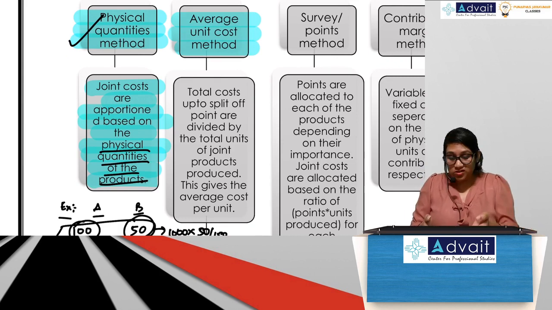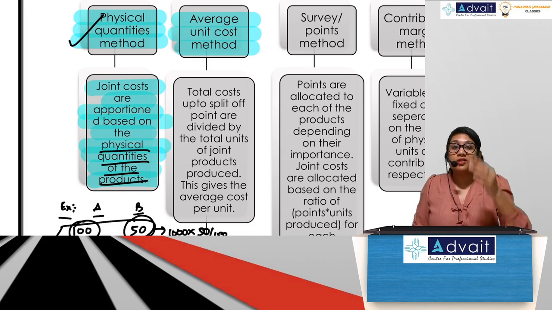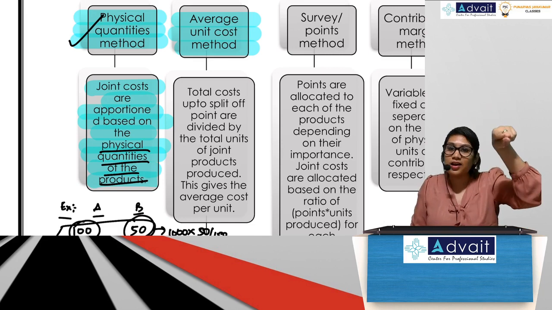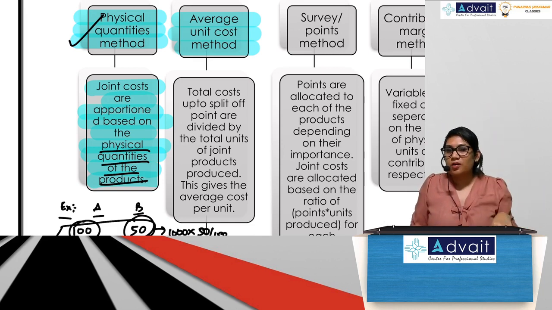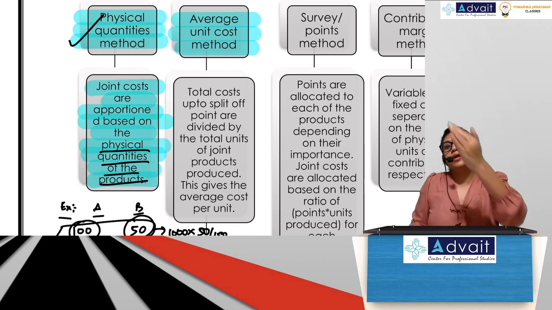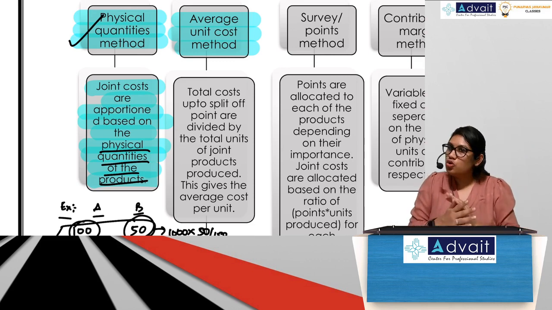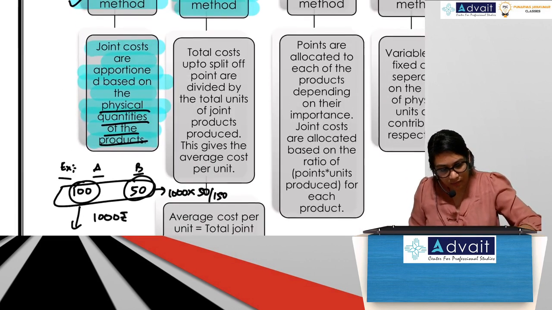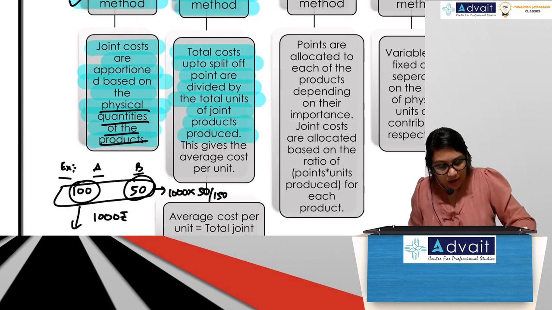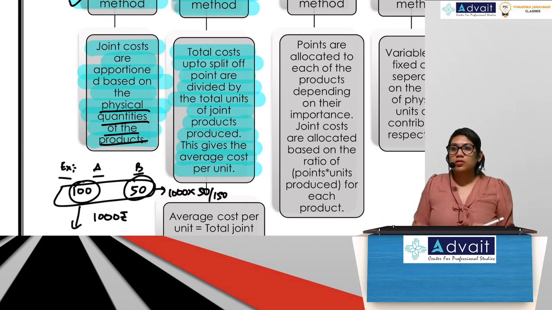Guys, this physical quantities method and average unit cost method are like that supplementary rate. What did we do? We first divided under absorption in the ratio of units. But then they'll ask you supplementary rate. So you do the same thing: total divided by total units, you'll get that rate, then you'll multiply with units. Same, no change. So what do you do here? See this. Total costs up to split off point are divided by total number of units of joint products produced. So this gives me average cost per unit.